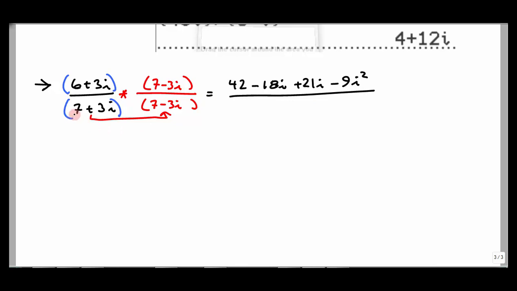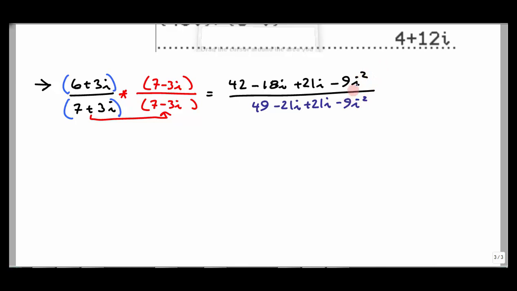Denominator. Now, in the denominator I'm multiplying by a conjugate, so I would suspect my outside and inside terms will cancel, but let's check it out. 7 times 7 is 49. Outside, 7 times a negative 3i is a negative 21i. Insides, plus 21i. And then our lasts would be 3i times a negative 3i, which is a negative 9i squared.